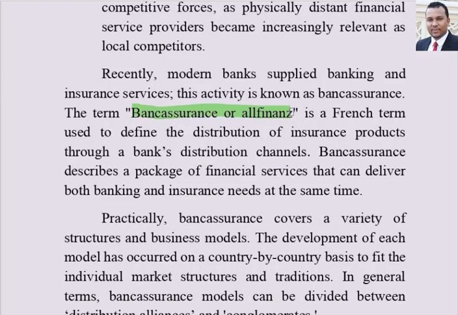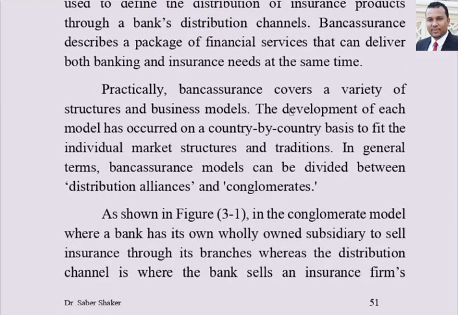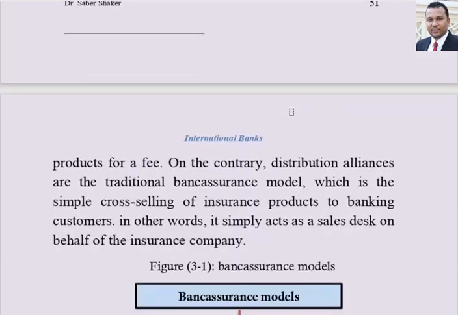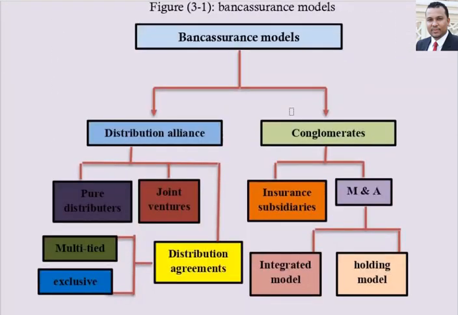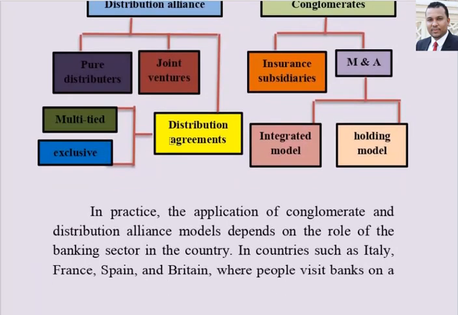Okay, what about the models of bancassurance, in figure 3.1? Bancassurance models: number one, conglomerates, and number two, distribution alliances. M&A equals merger and acquisition, may be holding, may be integrated, and insurance subsidiaries. But for distribution, we talk about three categories: pure distributors, joint ventures, and agreements.